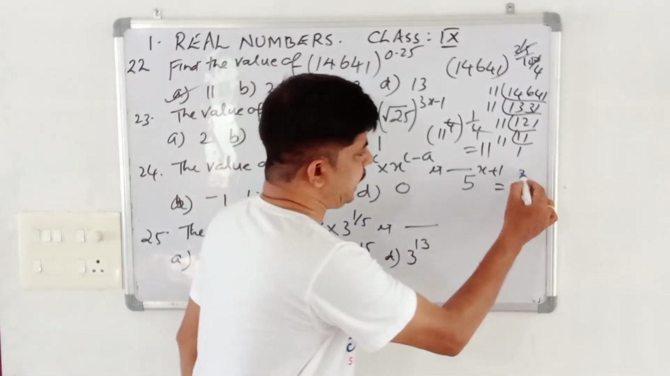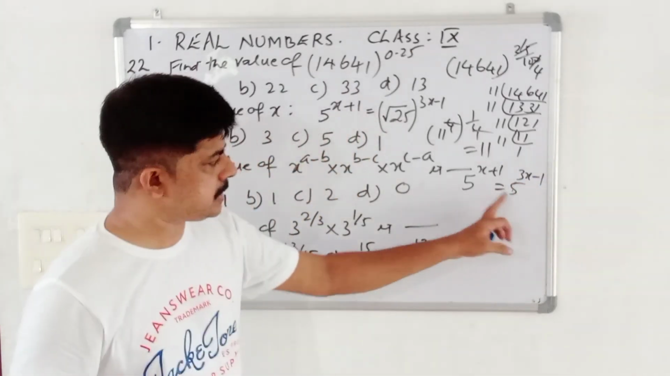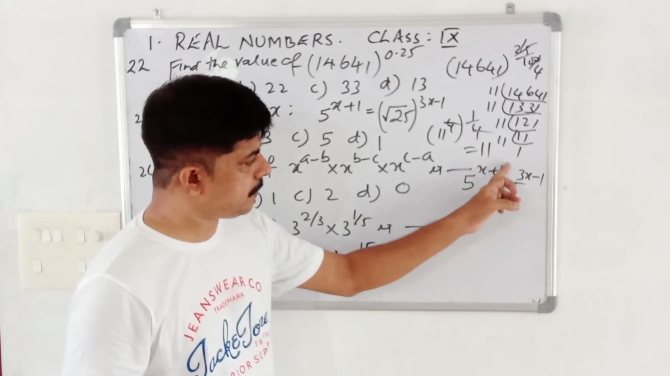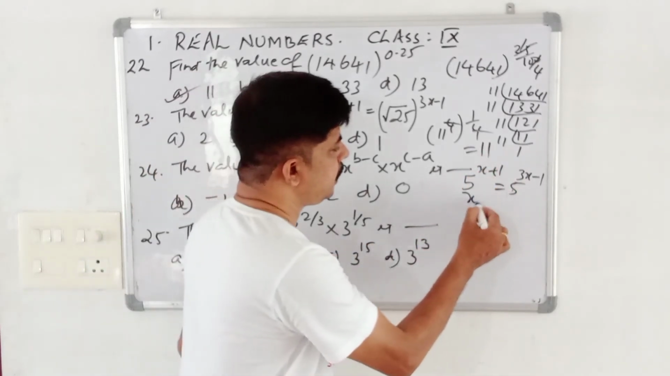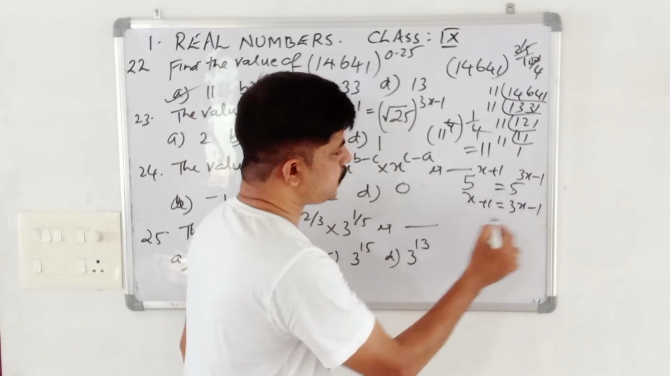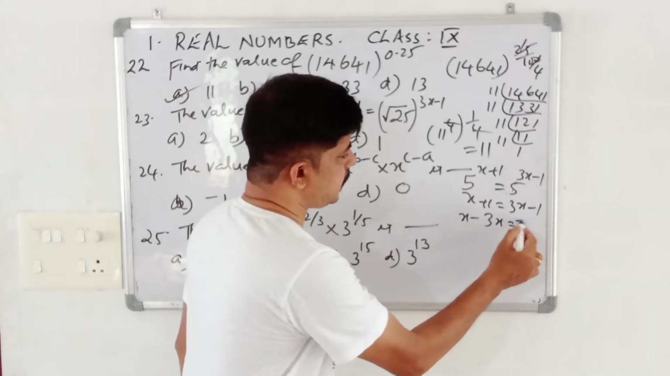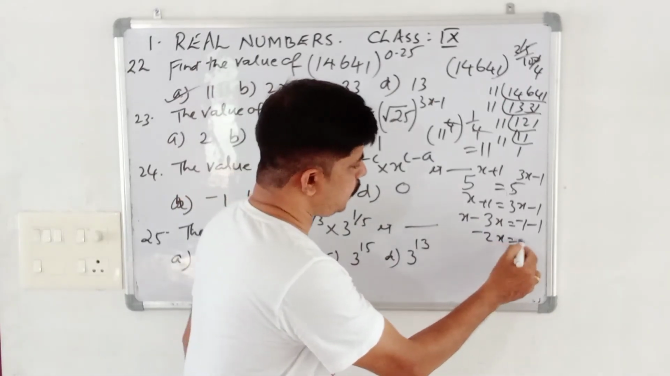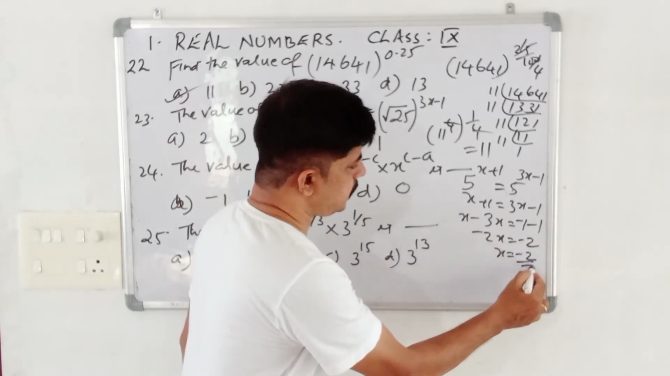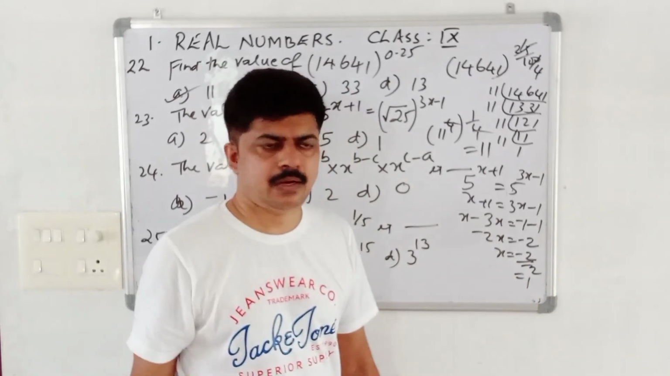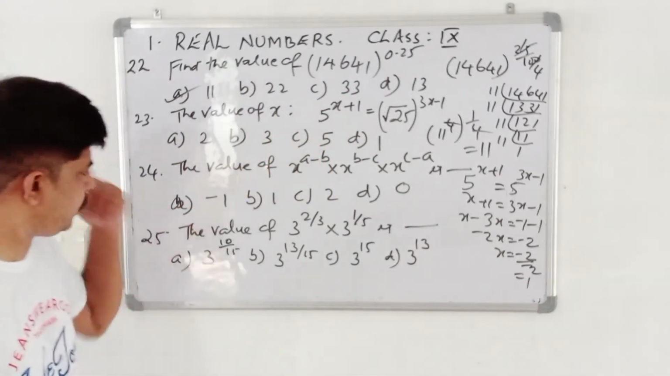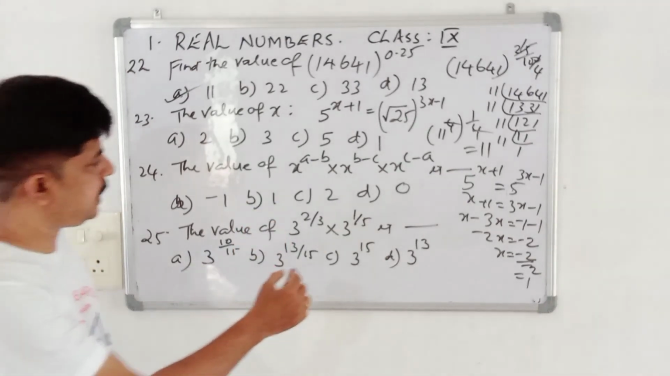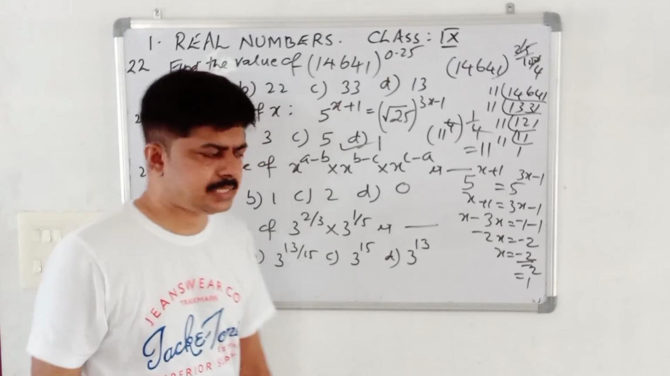The value of root 25 is 5. Now they are powers with the same base. Powers with the same base means we can equate the powers: x plus 1 is equal to 3x minus 1. x minus 3x, negative 1 minus 1. Here we have negative 2x equal to negative 2, x is equal to negative 2 by negative 2. The value of x is equal to 1. In our options, option D is the right answer.